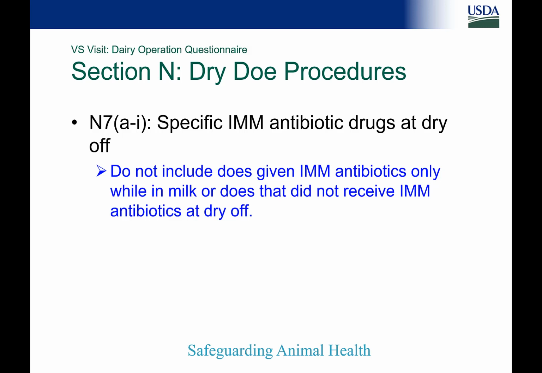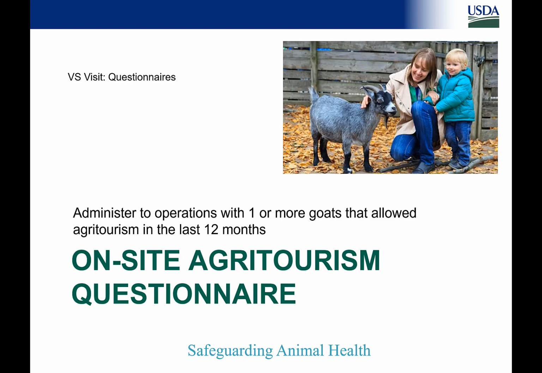Moving on to N7. So this is similar to the one I just talked about, but now we're talking about intramammary antibiotics used for dry does. So you're going to capture the ones that were treated with intramammary antibiotics for mastitis on question M14. And you're going to capture the ones treated as dry does with intramammary antibiotics on N7. So make sure that you're not double counting those in one location or the other. And with that, we reached the office use only section, which we went over earlier. So we'll move on to the agritourism questionnaire real quick and then jump into our guest speakers.